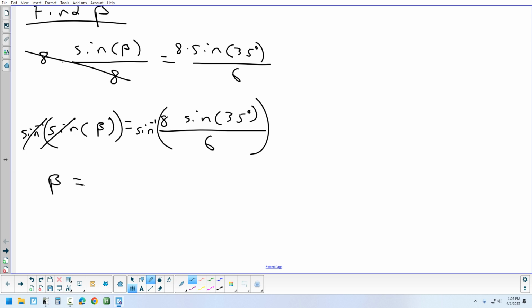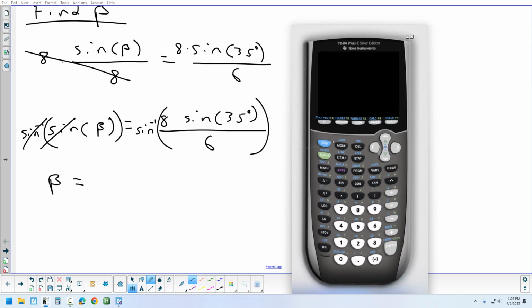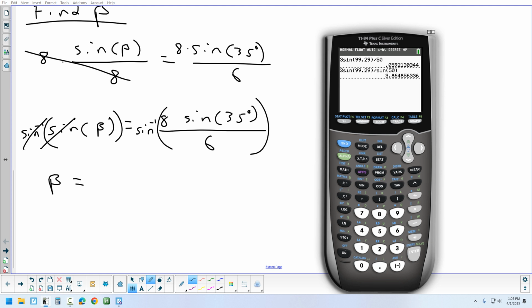And now on the right, what are we going to do with that? Put it to work together. Yeah, we're going to just type it in. Right? There's nothing you cancel there. Just type the whole thing in. All right, so we've got the inverse sine of 8 sine 35. Again, is it important I close it after the 5 there, or doesn't matter? It's important. If you don't close it, you will get it wrong. And then divide by 6. Make sure we got all that typed in.